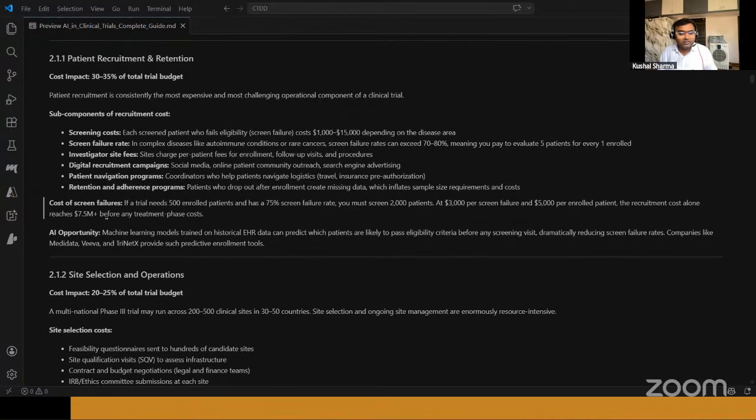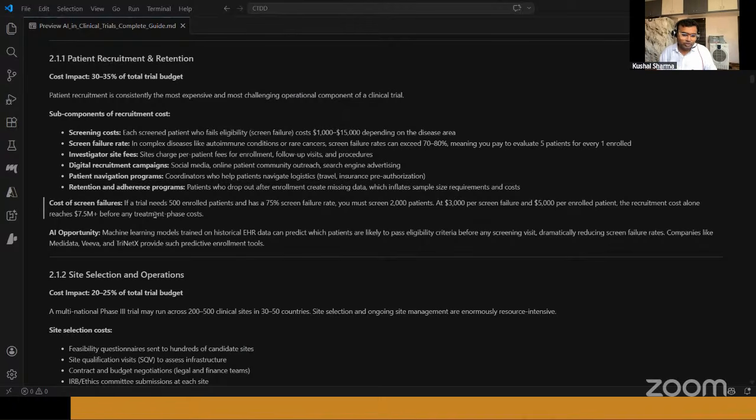So, cost of screen failures: if a trial needs 500 enrolled patients and has a 75% screen failure rate, you must screen 2,000 patients at $3,000 per screen failure and $5,000 per enrolled patient. The recruitment cost alone reaches $7.5 million or above before any treatment phase costs.